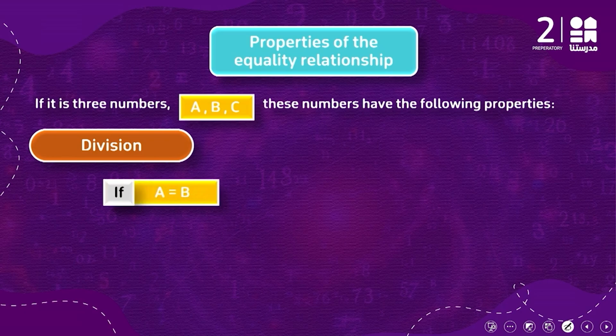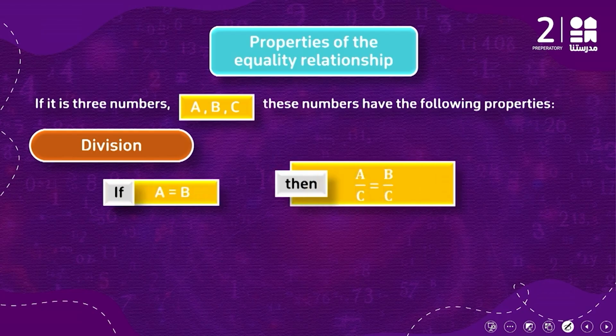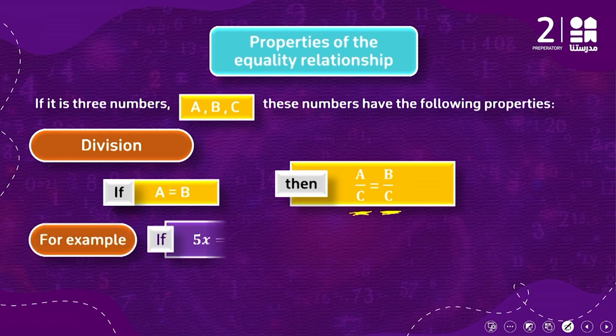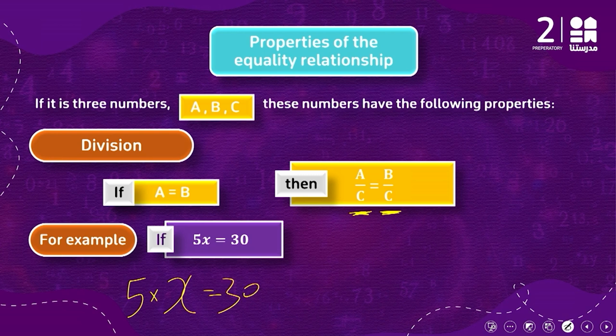Let's go to the division property. Again and again, if you have a equal to b and you need to divide something to one part, you have to divide the same amount to the other part. An example for this, you have 5x equal to 30. That means you have 5 times a number equal to 30. To find x itself, you need to cancel out this times 5.